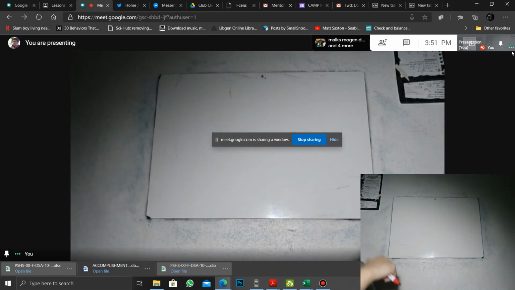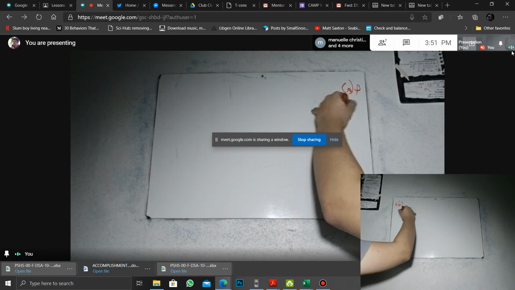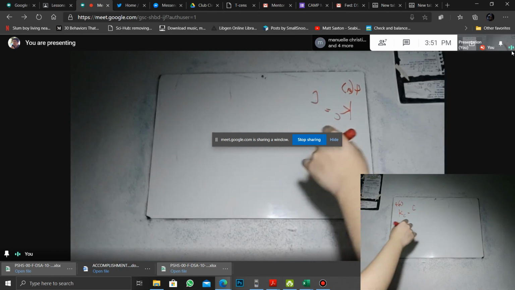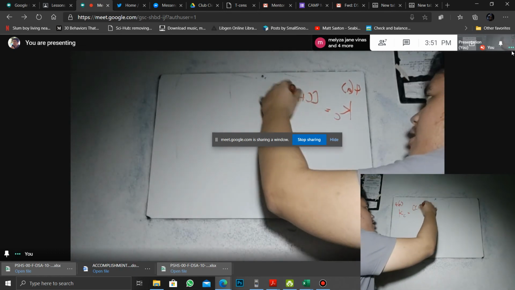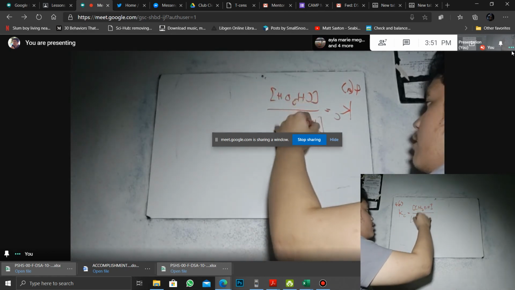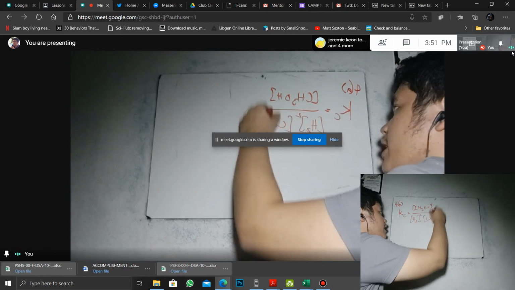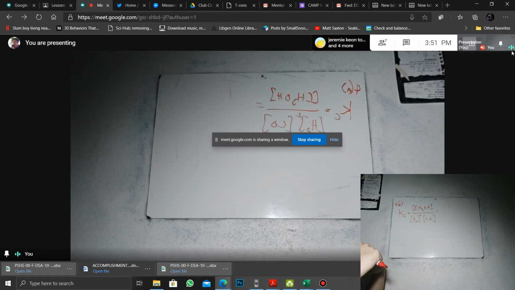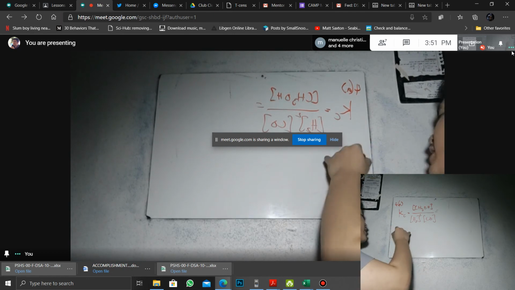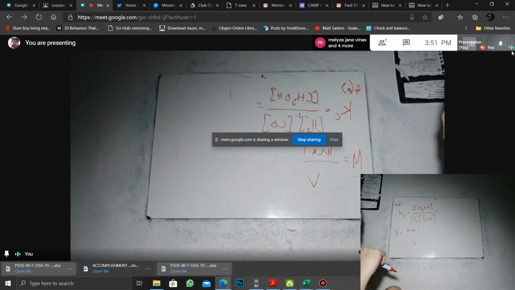Sige, game. 4A. Tama kayo na ang Kc equals CH3OH over H2 squared CO. Tama yun. Okay, what's next? Important yung pag-calculate ng concentration. Lahat yan, di-divide mo by 2 liters. Kasi ang molar is moles over volume. Diba? Moles over volume.